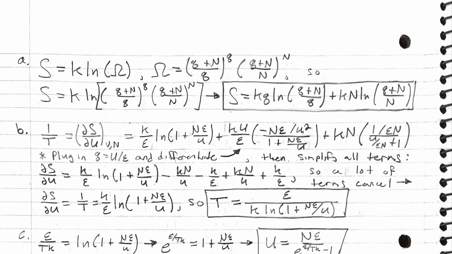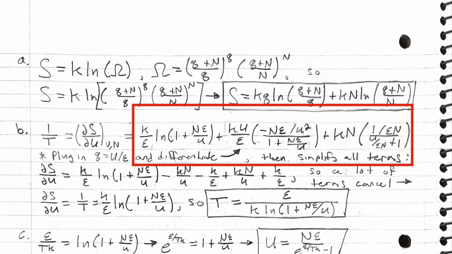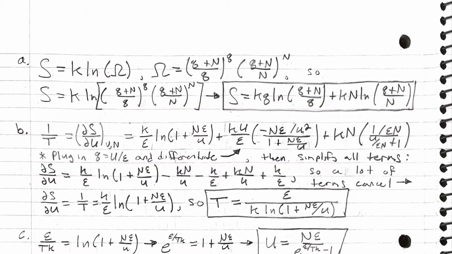The next part asks us to calculate the temperature as a function of energy. And we know that the derivative of entropy with respect to energy is 1 over T. So we just need to take the derivative of the answer to part A with respect to energy. And we're given the relationship q equals energy over epsilon. So here I just plugged that in and then took the derivative. And then when you simplify all of the terms, you'll see that all of these cancel out. So after taking the reciprocal of this result here, we're left with this function for temperature right here.